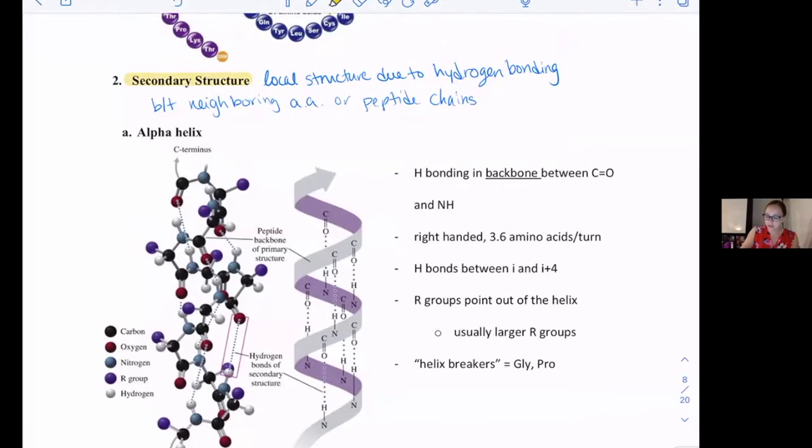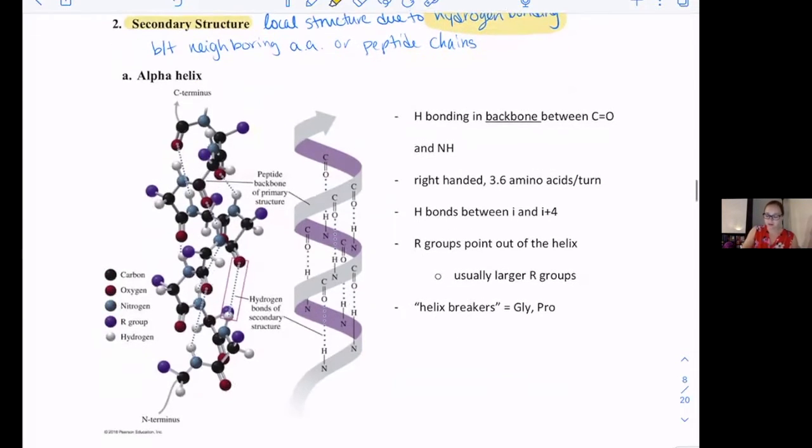So local structure due to hydrogen bonding. That's the big ticket right there. What you need to remember, hydrogen bonding is what causes secondary structures. So local structure due to hydrogen bonding between neighboring amino acids or peptide chains. So there's particular ways that this will look.